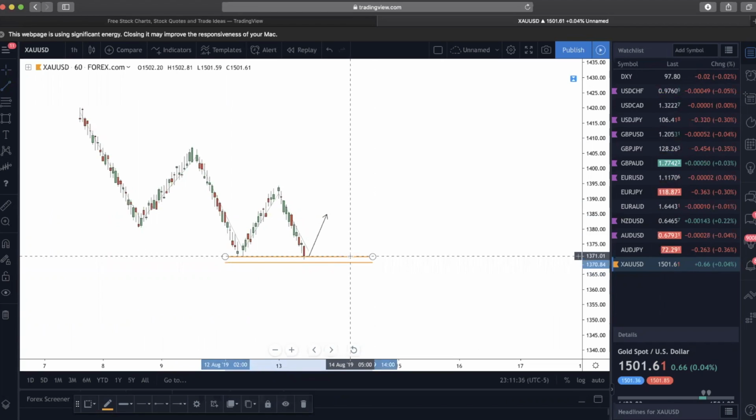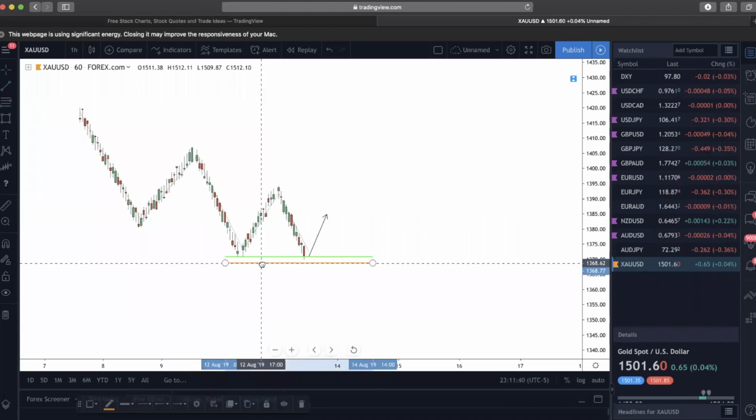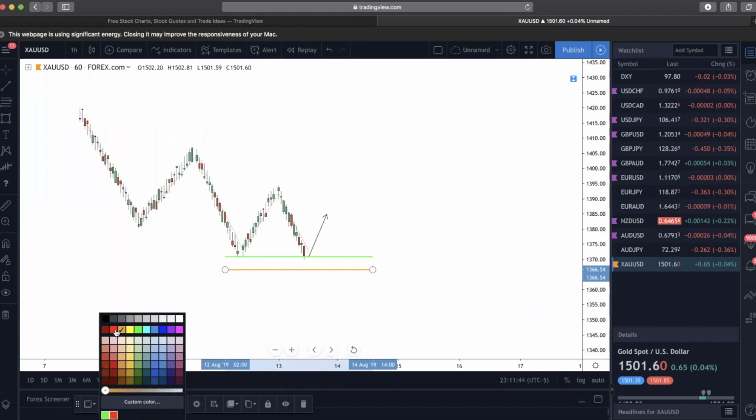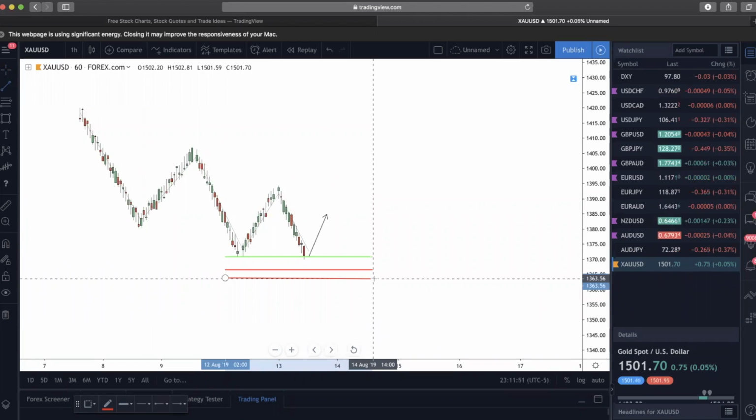I'm going to go ahead and make this green. That way, we're buying at support. So we're buying here, and we would have stop losses below these lows. We're going to make that red. And what retail traders do is put sell stops. It's called protective sell stops.